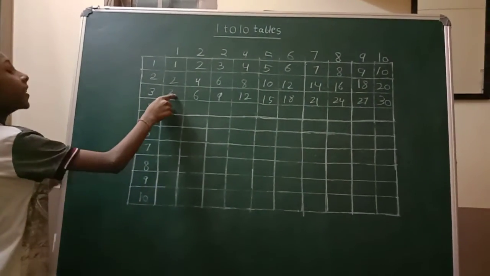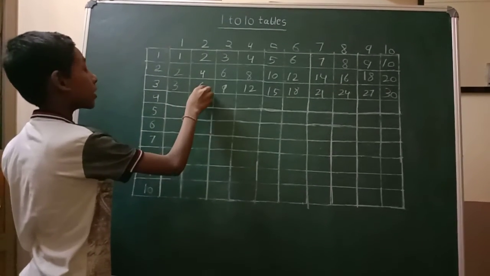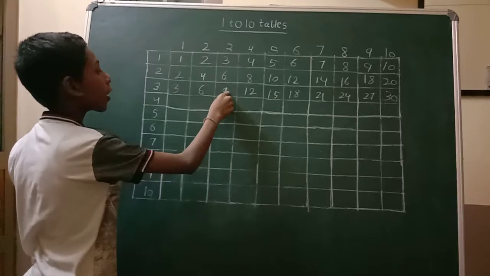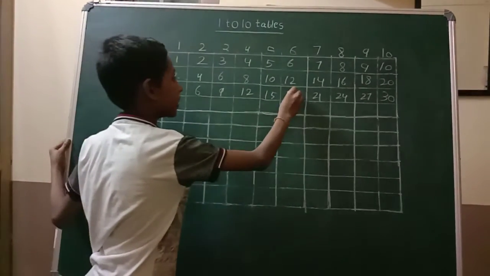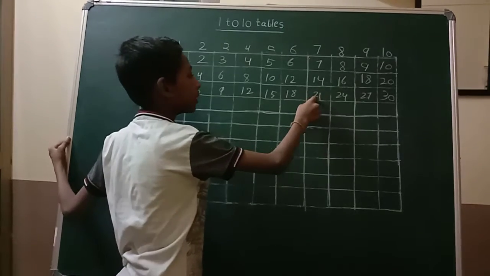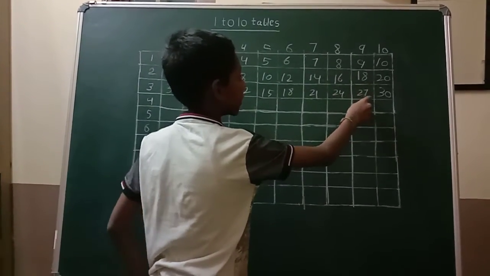We should check it is right or wrong. 3 ones are 3, 3 twos are 6, 3 threes are 9, 3 fours are 12, 3 fives are 15, 3 sixes are 18, 3 sevens are 21, 3 eights are 24, 3 nines are 27, 3 tens are 30.